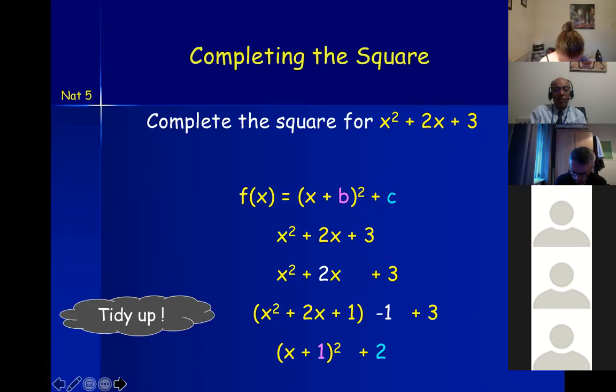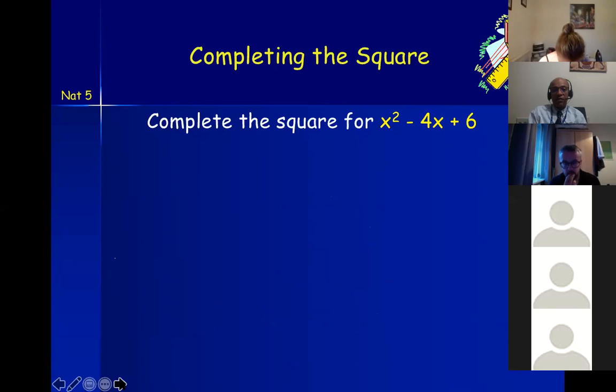So I'm going to practice a couple more so that you get an idea. This is the first time you've probably seen how it's done. But these are the steps. Half the coefficient of x, which is 2, square it, and then compensate for it. So whatever you've added, you take away. So b equals 1 and c equals 2. That's our answer for this first exercise.